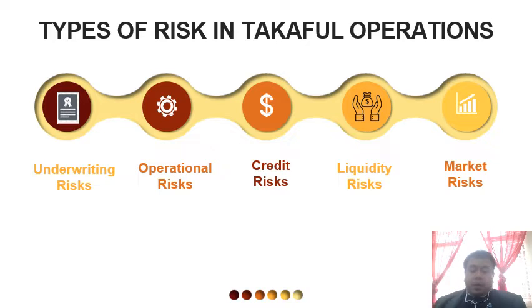Okay, so next we're going to look into the types of risk in Takaful operations. We have underwriting risk, operational risk, credit risk, liquidity risk, and market risk. The other four risks you might be okay with, you have heard of them before. But the new one, underwriting risk, might be something new to you. And actually, underwriting risk is one of the main risks in Takaful and insurance, so to speak.